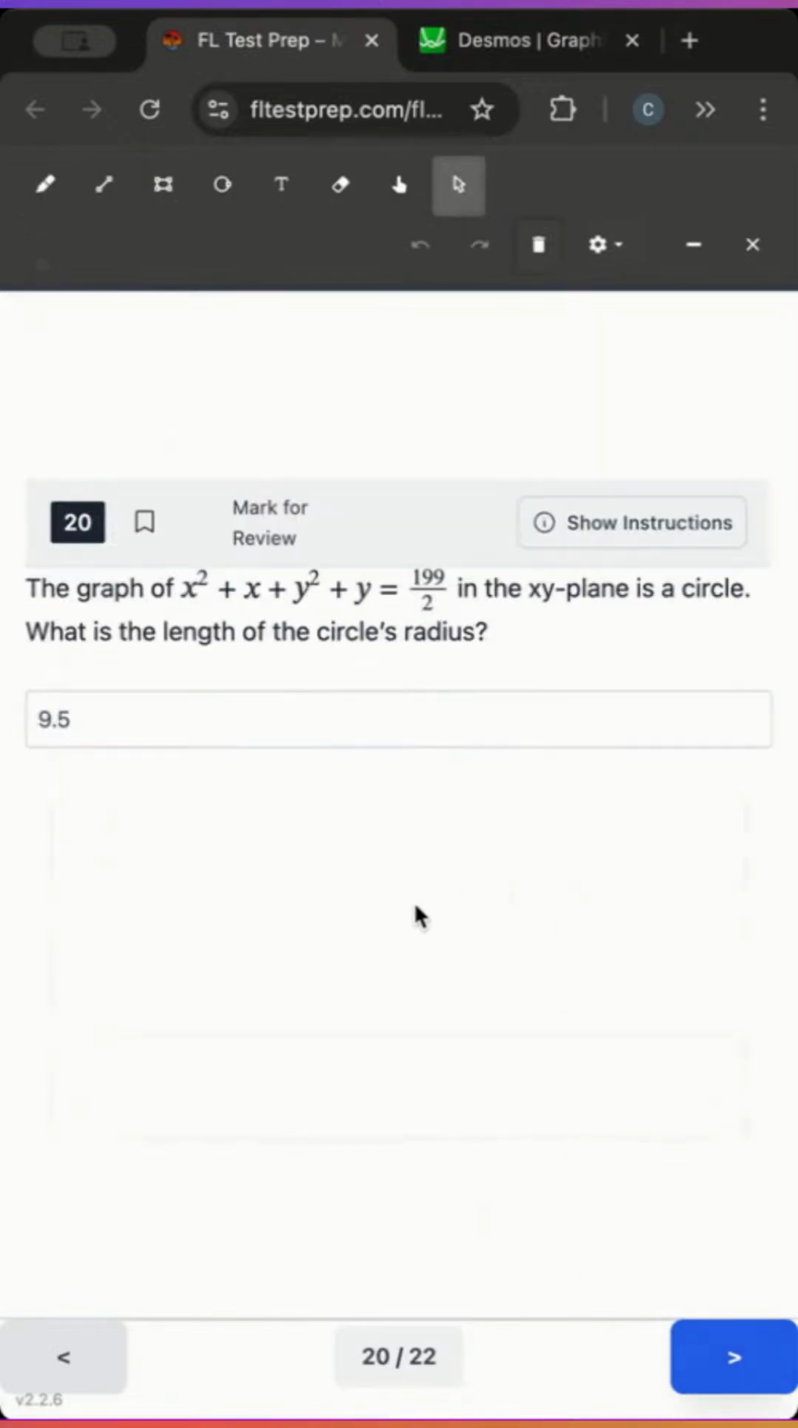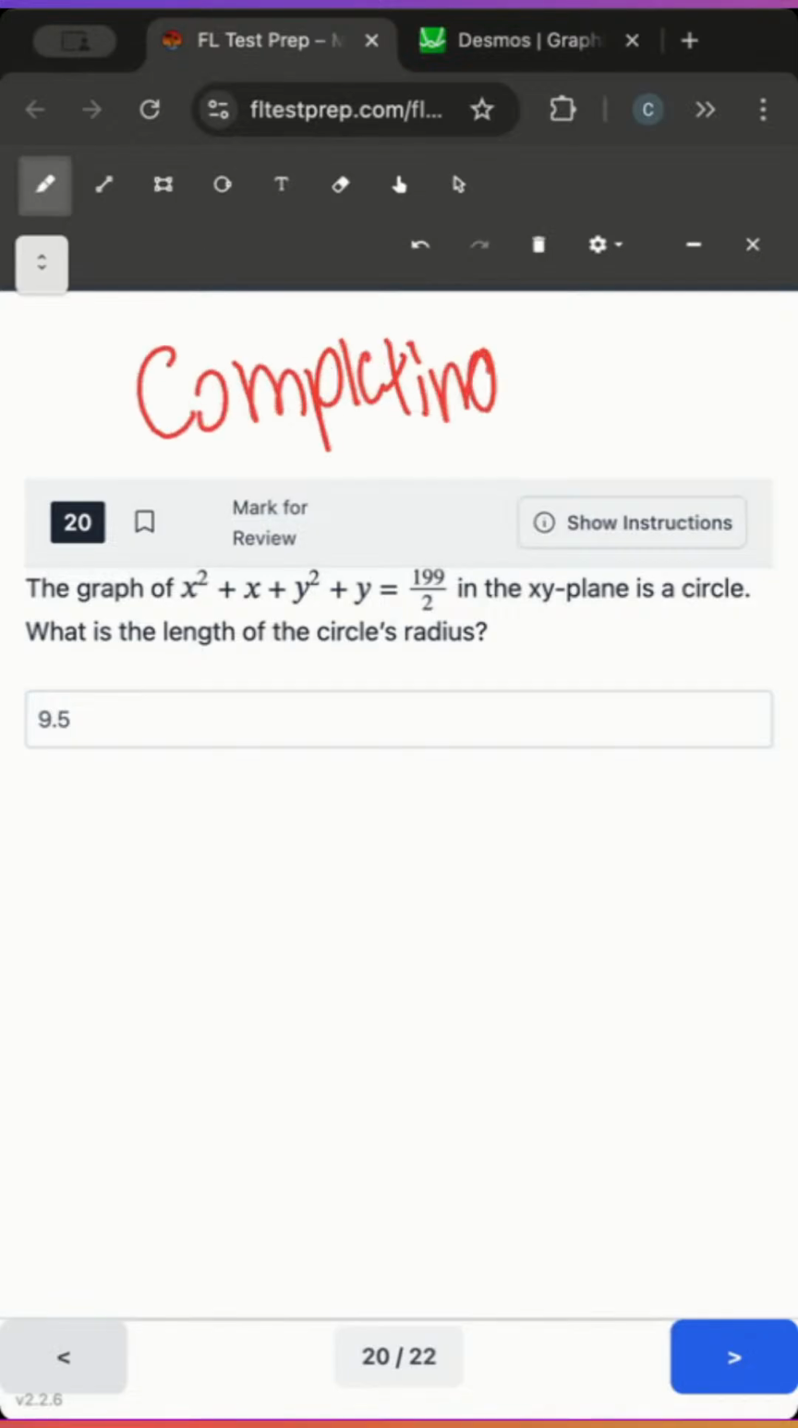Ooh, can you solve this tough circle problem on the SAT? So the graph of x squared plus x plus y squared plus y equals 199 over 2 in the xy plane is a circle. What is the length of the radius? So what this means is you want to find the length of the radius. Normally they call this completing the square. It is a horrible math thing that the SAT makes you do, but thankfully we have Desmos in our back pocket to make this a lot easier.